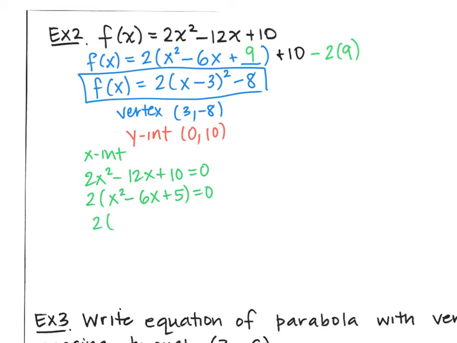Okay, then I can go ahead and factor this. It multiplies to 5 and adds up to -6, so it's got to be 5 times 1, and I have a minus and a minus, which means x equals 5 and x equals 1. So my x-intercepts are at (5, 0) and (1, 0).